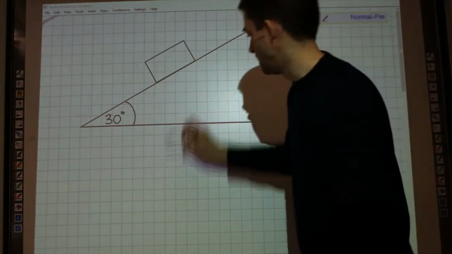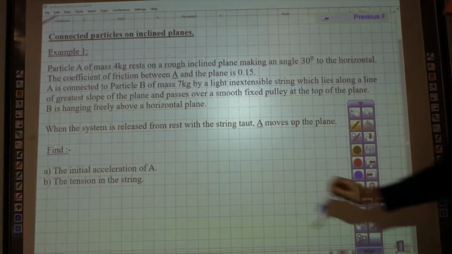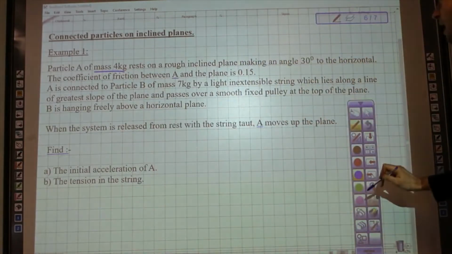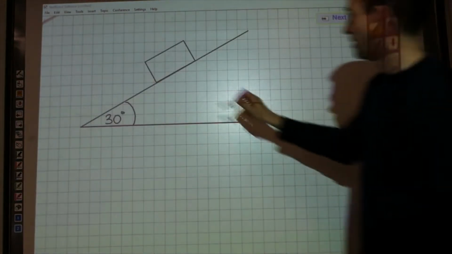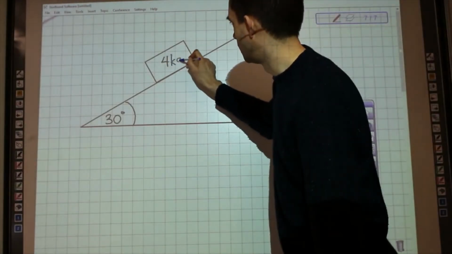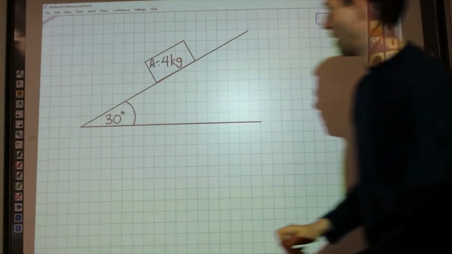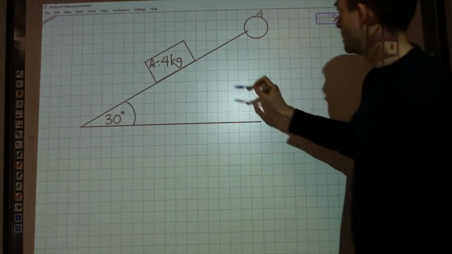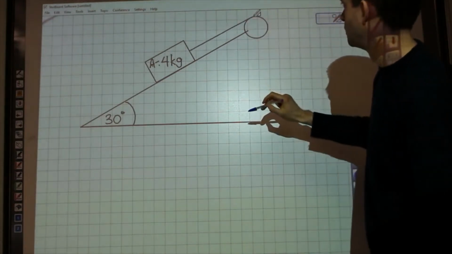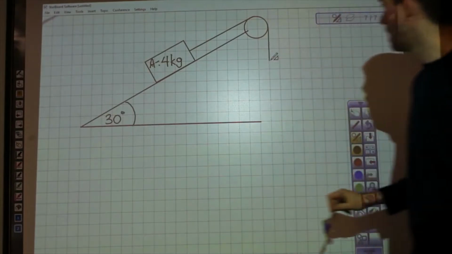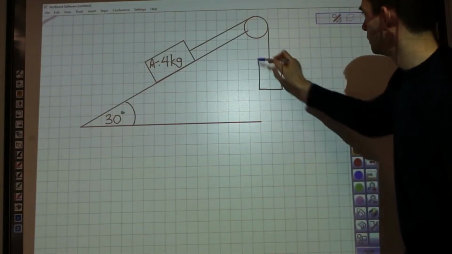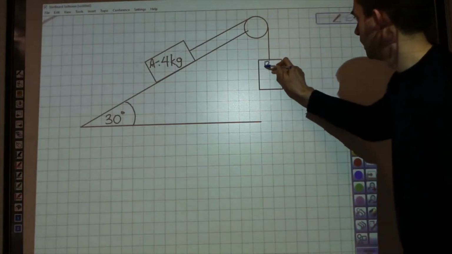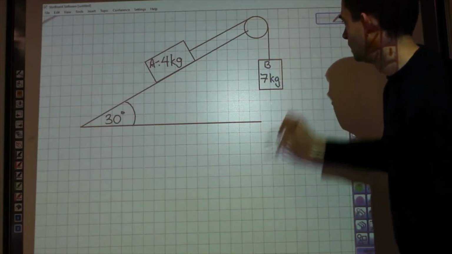And that is particle A, and we were told that particle A has a mass of 4 kilograms. So let's add that onto our diagram, that we have A here, and that has a mass of 4 kilograms. Okay. We were told that it's connected by a light inextensible string passing over a smooth fixed pulley, and then we have another particle, particle B, which hangs freely, and we were told that particle B had a mass of 7 kilograms.